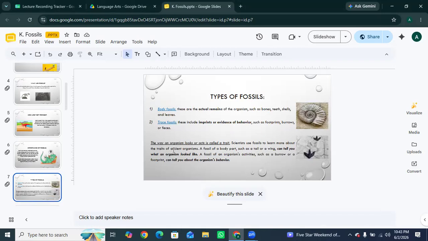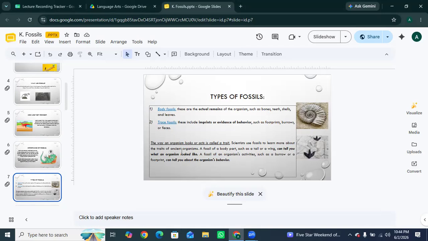Okay, we have two types of fossils, which is body fossils and trace fossils. So, body fossils. These are the actual remains of the organism, such as bones, teeth, shells, and leaves. Okay? Body fossils are like the actual hard parts left behind, like bones, teeth, or shells. Okay? And trace fossils. Okay.